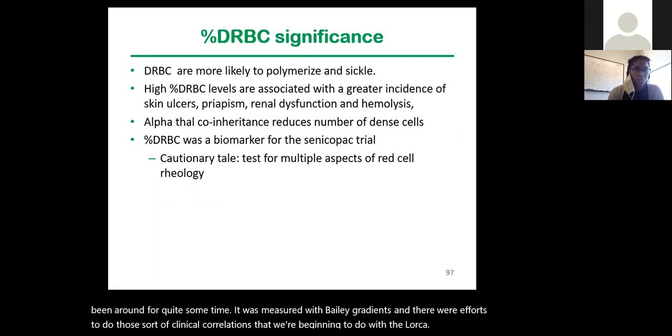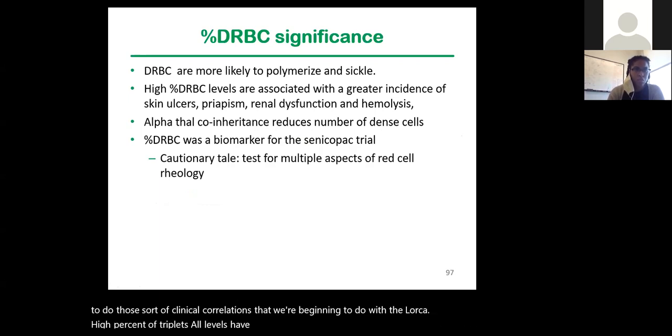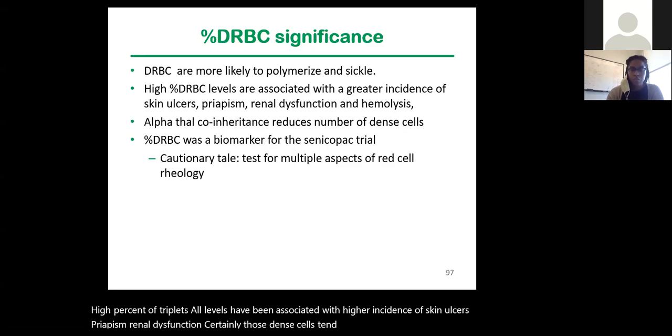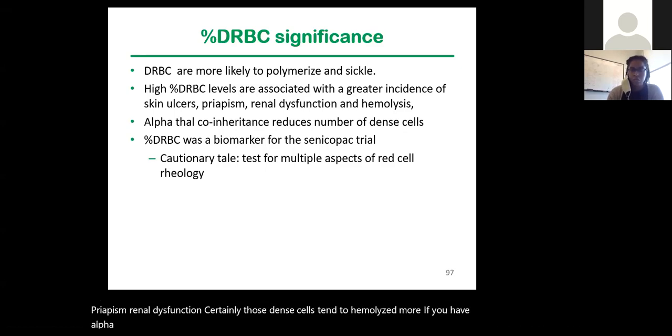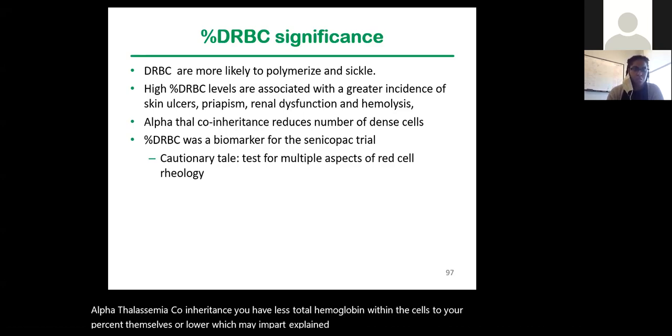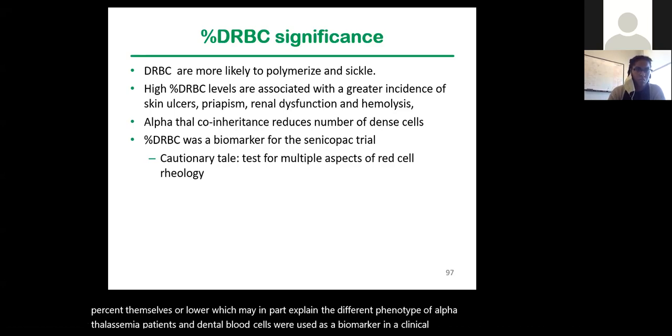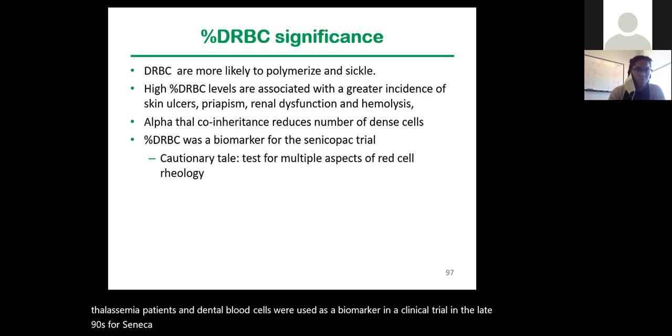High percent dense red blood cell levels have been associated with higher incidence of skin ulcers, priapism, renal dysfunction. Certainly those dense cells tend to hemolyze more. If you have alpha thalassemia co-inheritance, you have less total hemoglobin within the cells, so your percent dense cells are lower, which may in part explain the different phenotype of alpha thalassemia patients. And dense red blood cells were used as a biomarker in a clinical trial in the late 90s for Seneca-Pac, which did reduce the percent dense red blood cells.